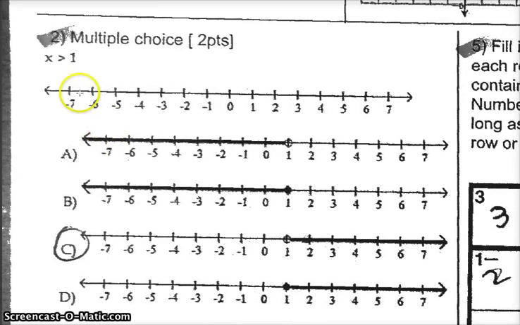Question number 2 just asks you to graph. I think this was the same question as the previous quiz, the same exact question. X is greater than 1. I'm looking for an open circle. The variable is on the left, therefore I need numbers that are bigger than 1. That's towards the right, and the answer is C.